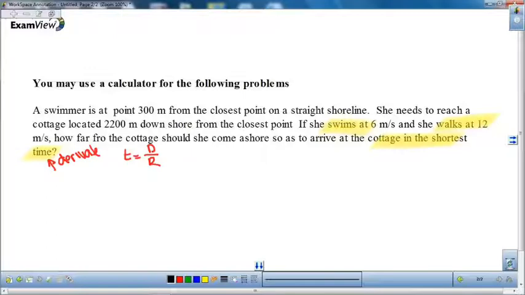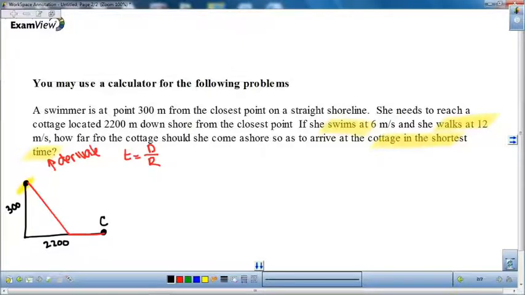So here is the swimmer. She's located 300 miles from the nearest port on the shore, and she wants to get to a cottage, which is 2,200 miles down the shoreline. So she's going to swim, and then she's going to walk. So that's going to be her route.